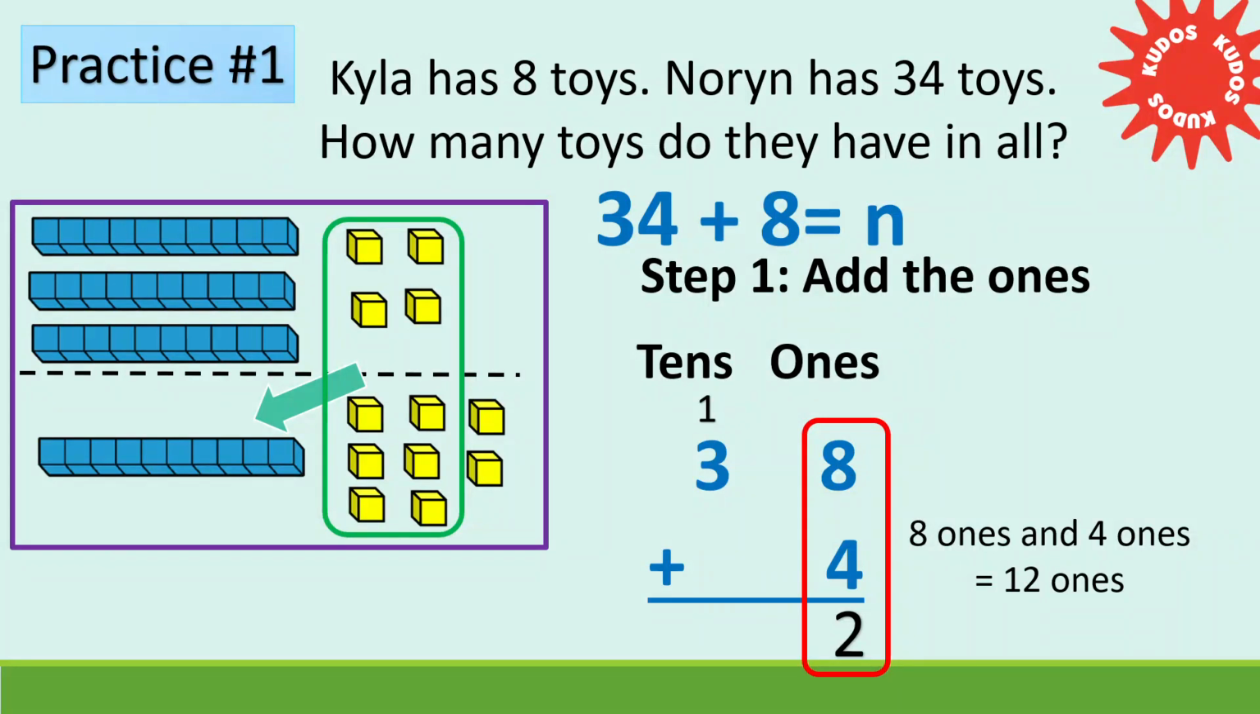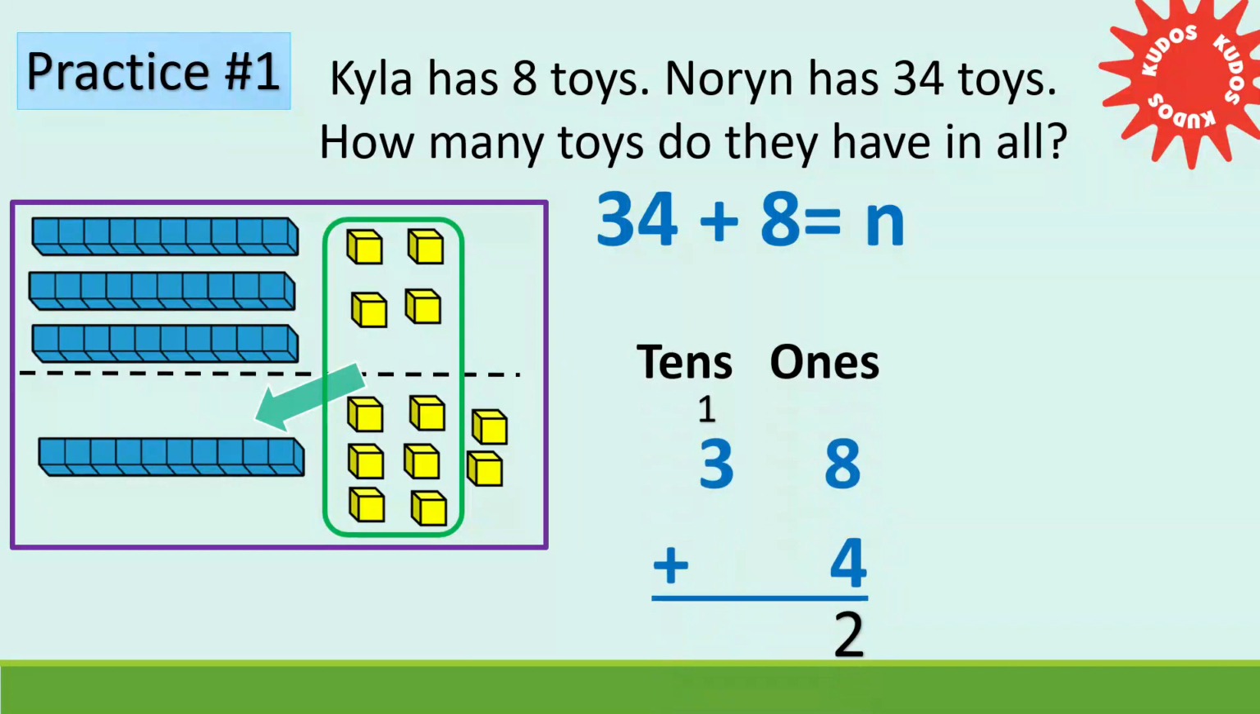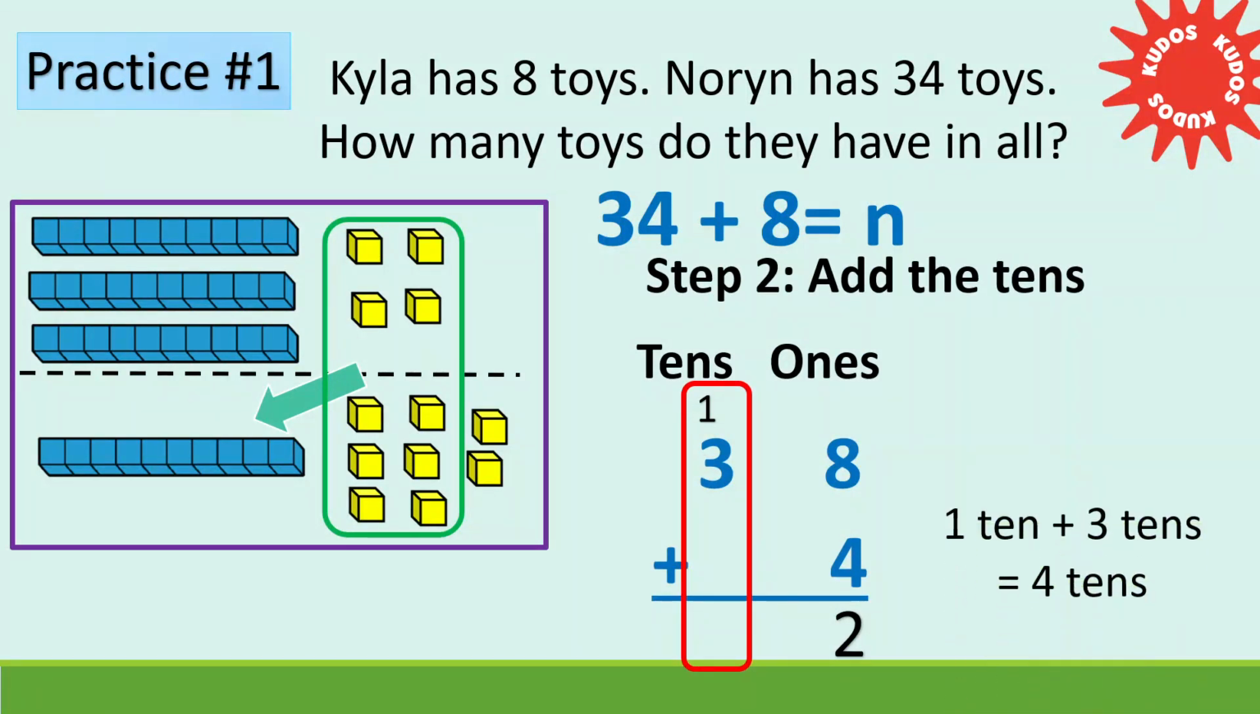Okay, and then our second step is, yes, we will now add the tens. So we have 1 ten and then 3 tens. That is equal to 4 tens. Very good. So we have 4 tens and 2 ones. So it's 42. Okay, there are 42 toys. They have 42 toys in all.